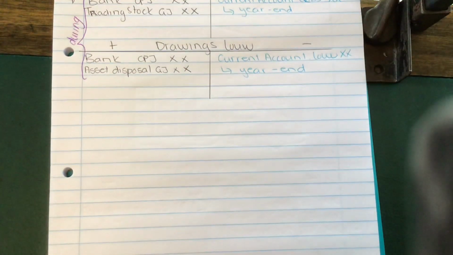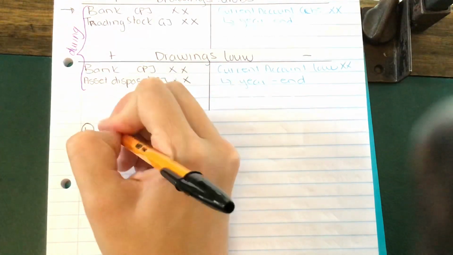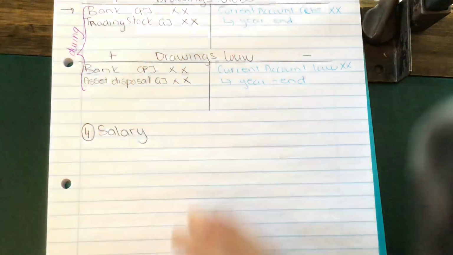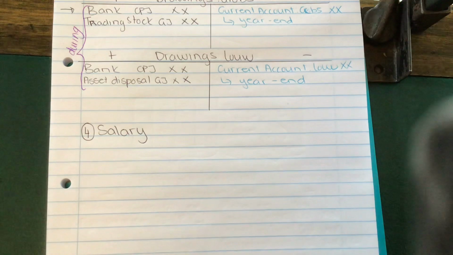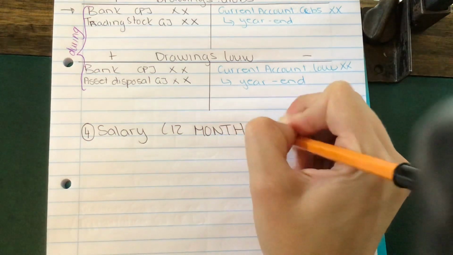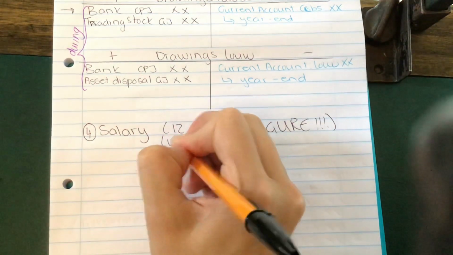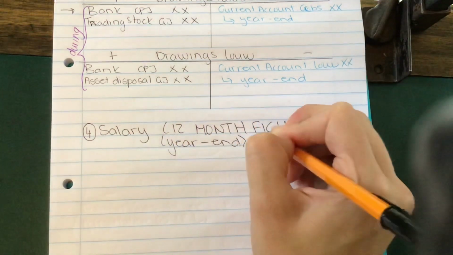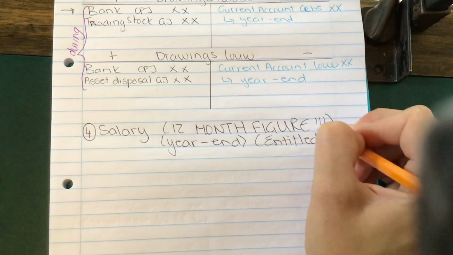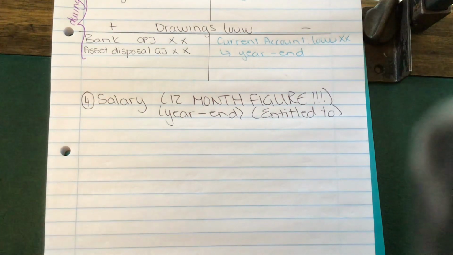Then, let's discuss. So this was actually number 3, drawings, apologies. Then number 4 is the salaries. Okay, now, this salary, this is the 12-month figure. I cannot express this enough. This is what we do at year end, because we know that this is what he is entitled to. This is what he should have taken. So each partner will then have their own salary T account, okay?